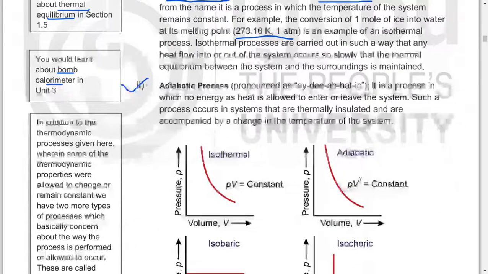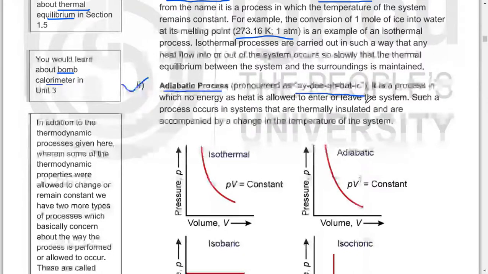Two, adiabatic processes. It is a process in which no energy is allowed to enter or leave the system. Such a process occurs in systems that are thermally insulated and is accompanied by a change in the temperature of the system.